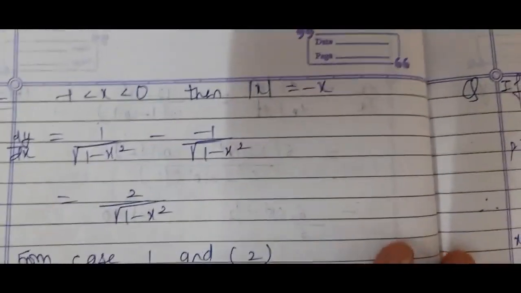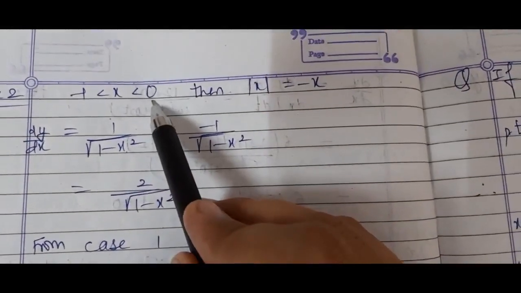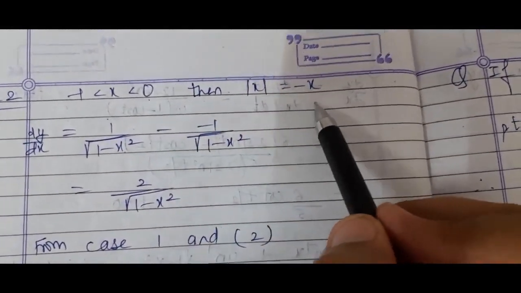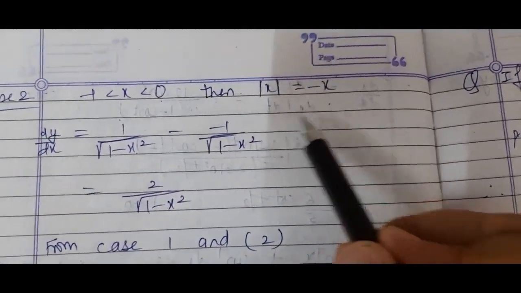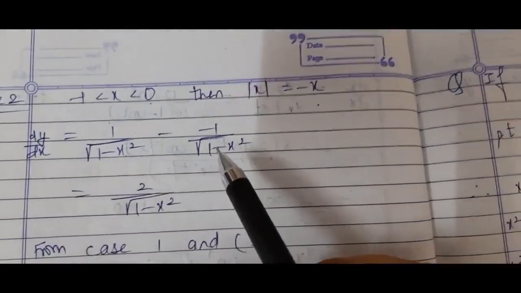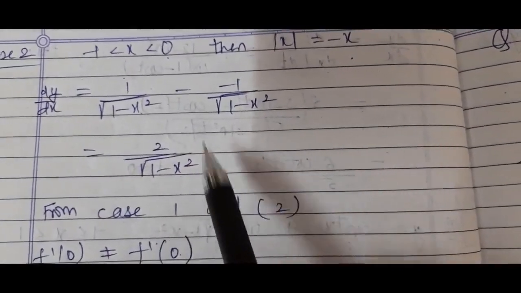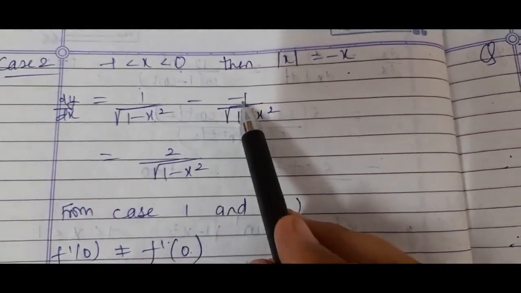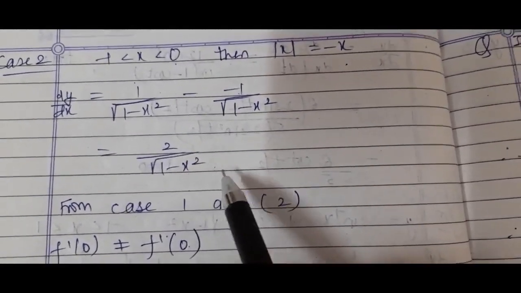Case 2. In case 2 we'll take the interval for x is minus 1 less than x less than 0, means mod of x has minus of x. In that case, we will get dy by dx as 2 upon under root of 1 minus x square, because this minus minus will be plus. So we'll get 2 upon under root of 1 minus x square.